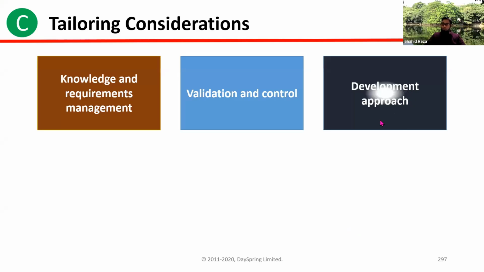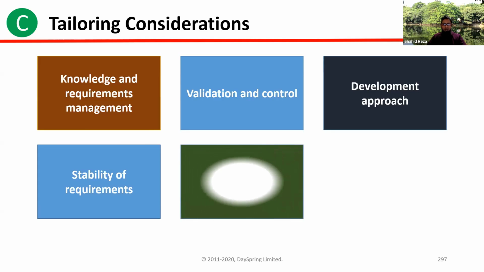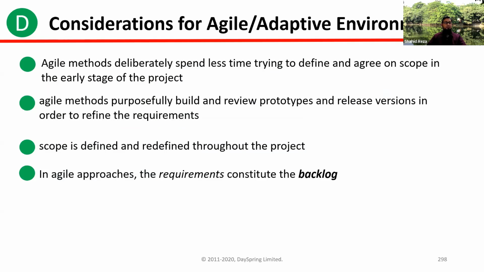All right. So development approach is very important. Development approach means agile, iteration, adaptive or predictive, what we have to use. Based on that, we need to tailor stability of requirements. If the requirements are stable, then maybe we can use predictive life cycle. But if frequent change can come, then it is better to use agile approaches. Governance. If you have any governance already in the organization, you have to follow that.